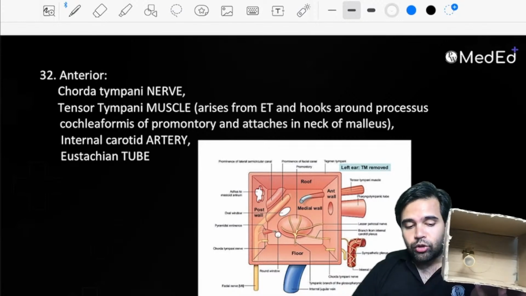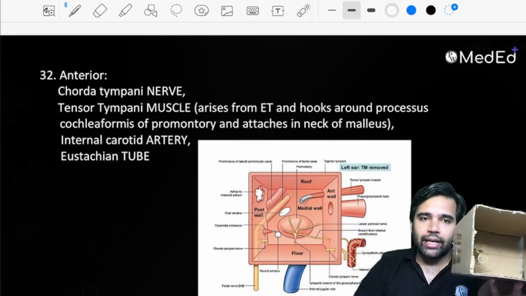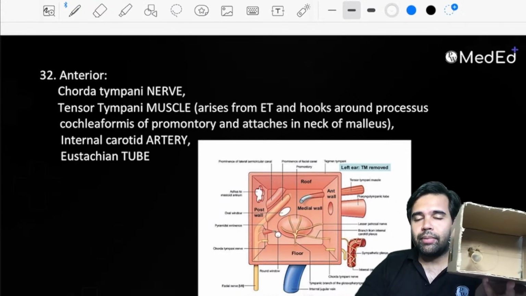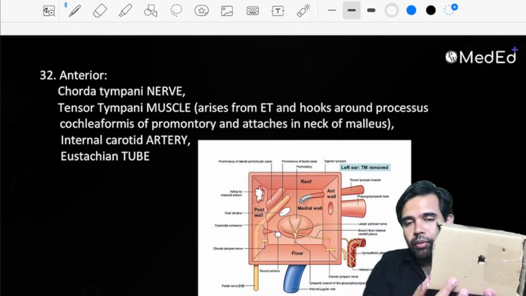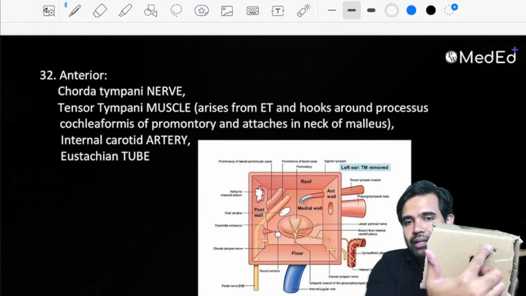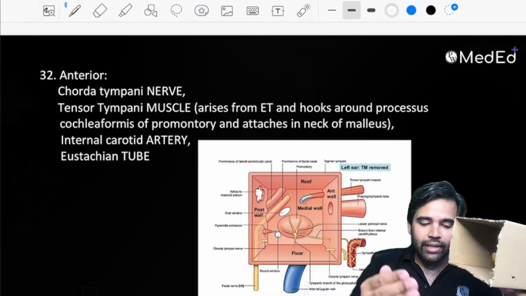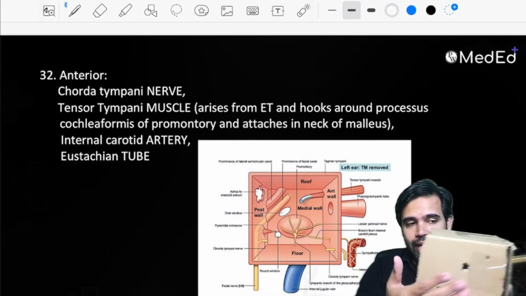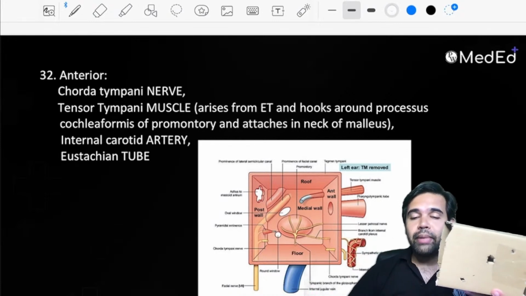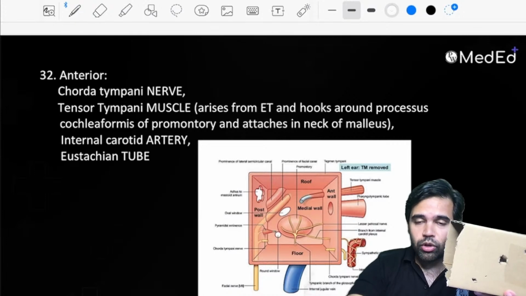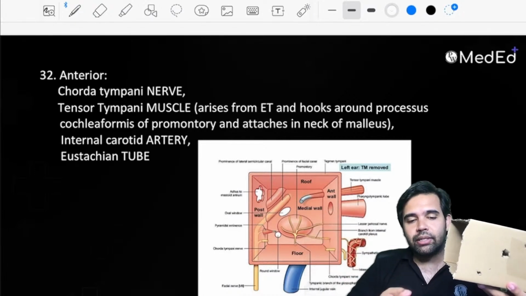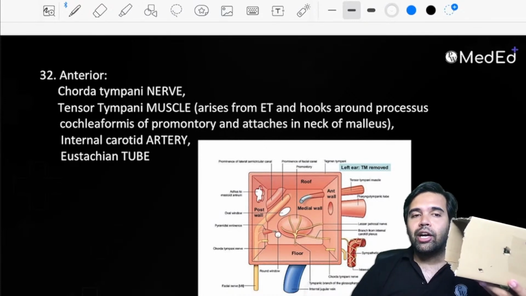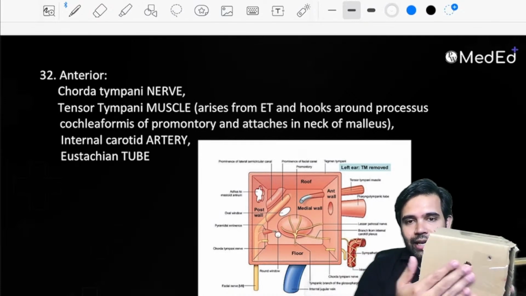Okay, so the four structures in the anterior wall, I don't think it is very easy to forget. One nerve, one muscle, one tube, one artery. Chorda tympani nerve coming out from the floor part, then the carotid artery, the eustachian tube opening, and the tensor tympani muscle going inside from the anterior wall, hooking onto the medial wall on the promontory around the cochlea, called the processus cochleariformis, and going straight to the neck of the malleus and pulling it back to tense.